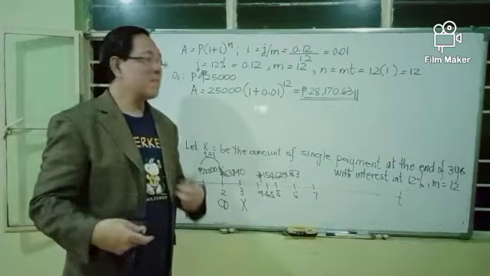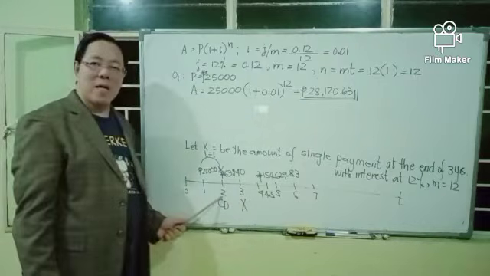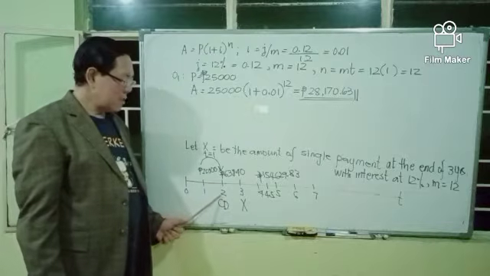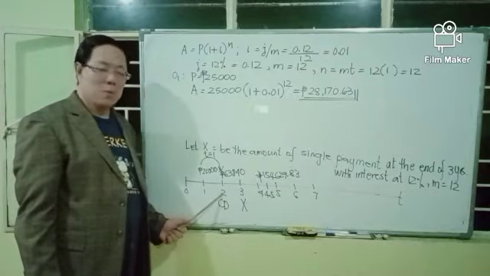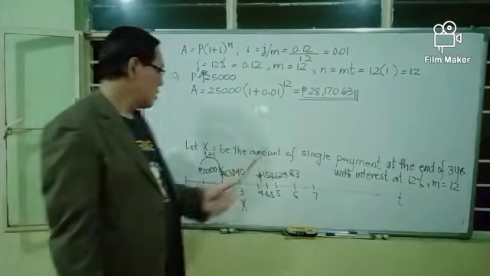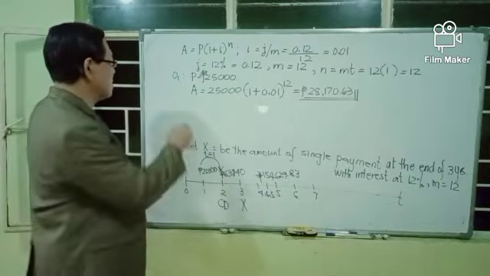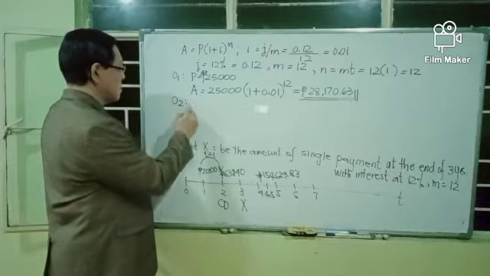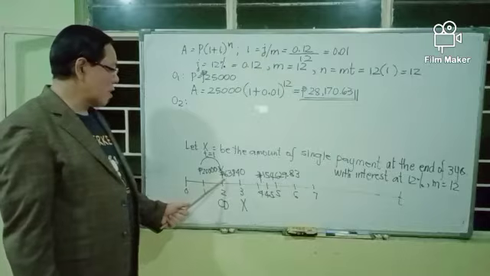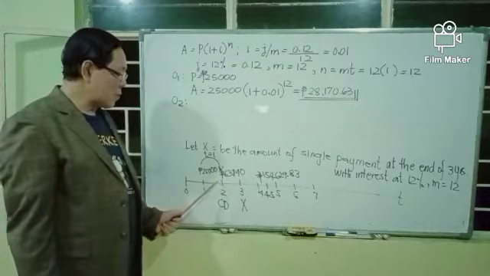And that is the value of 25,000 pesos at the comparison date. The value of 25,000 pesos after 1 year, or at the comparison date 2, is 28,170.63. That's for the first obligation. For the second obligation, the second obligation has a maturity value of 63,840 pesos, and this is to be paid at the end of 2 years.